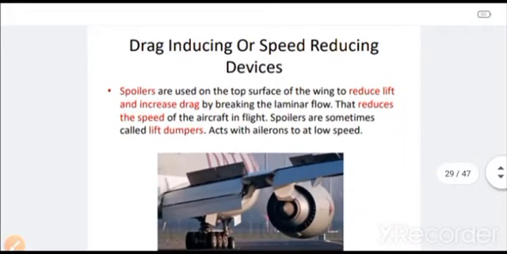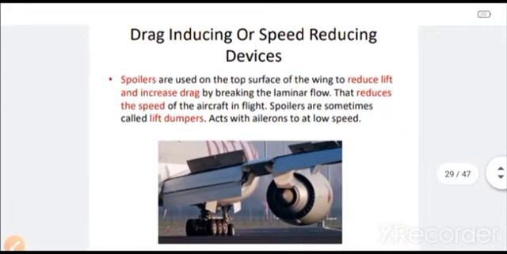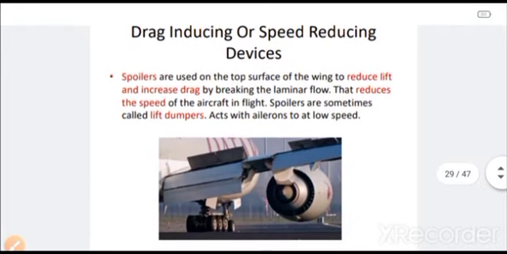drag inducing or speed reducing devices. Now we have studied the lift increasing devices. Now we also need to know about the drag inducing or speed reducing devices in order to decrease our speed when we have to land. So spoilers, by the name we can understand, are a type of device that reduces the lift and increases the drag, and they reduce the speed of the aircraft in flight. Spoilers are sometimes called lift dampers because they decrease the lift.